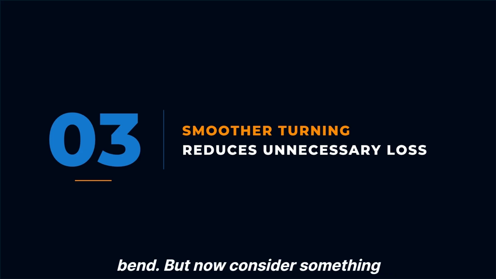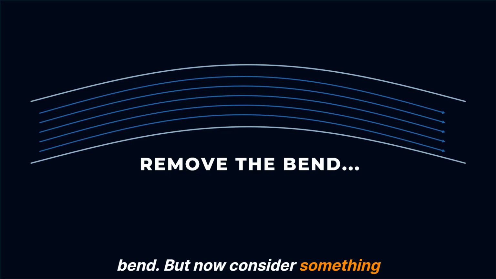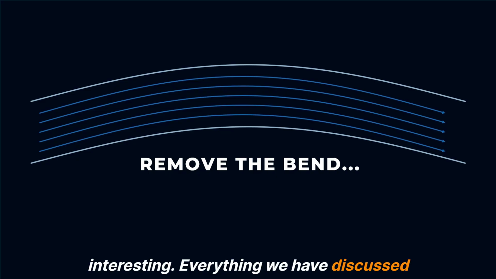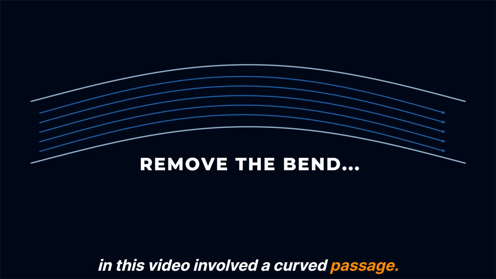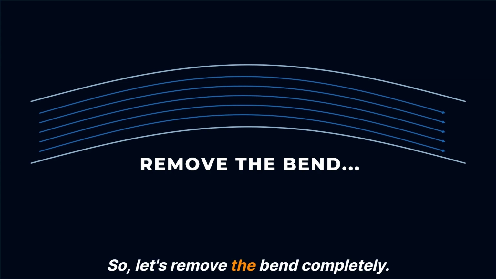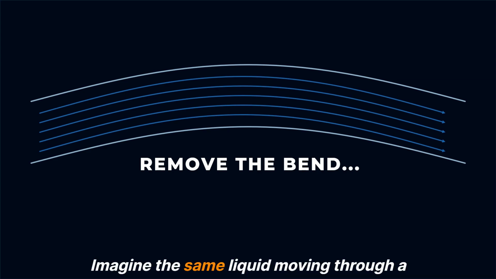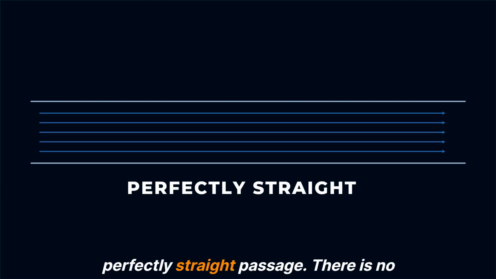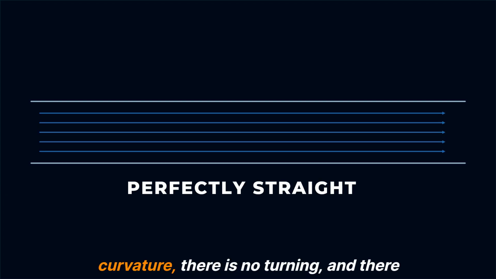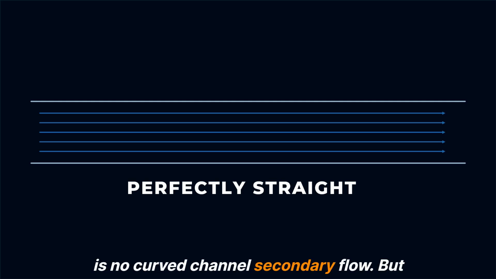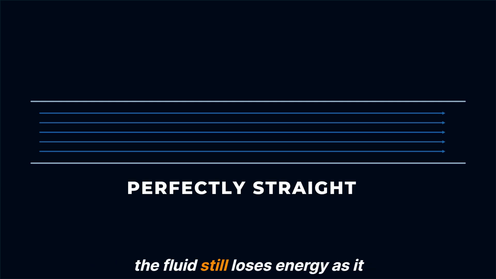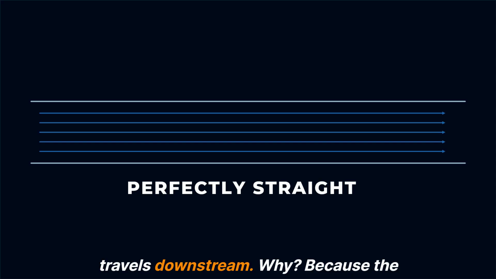Remove the bend. But now consider something interesting. Everything we have discussed in this video involved a curved passage. So let's remove the bend completely. Imagine the same liquid moving through a perfectly straight passage. There is no curvature, there is no turning, and there is no curved channel secondary flow. But the fluid still loses energy as it travels downstream.